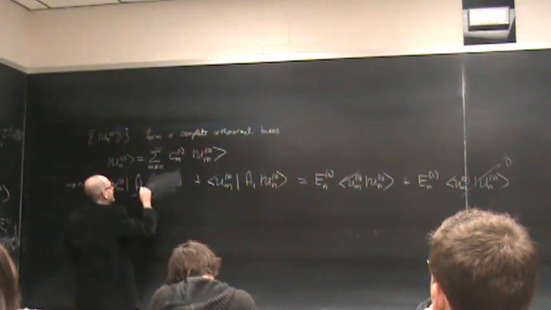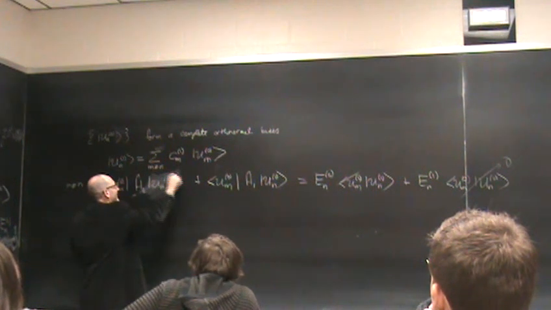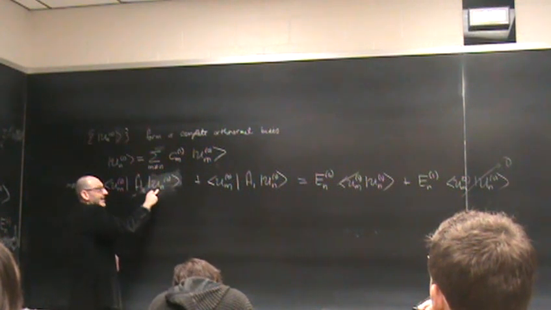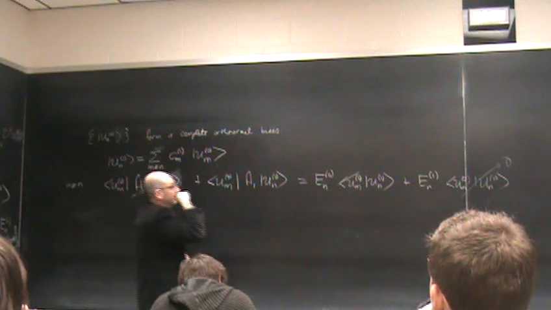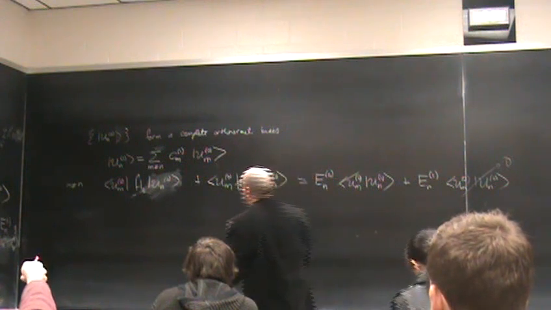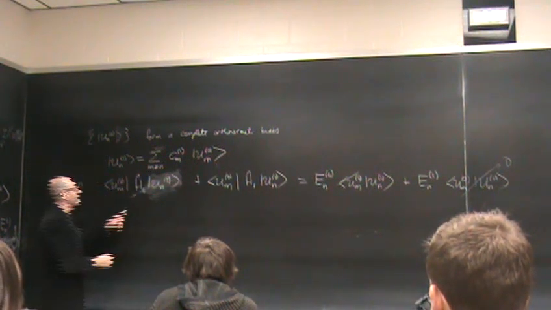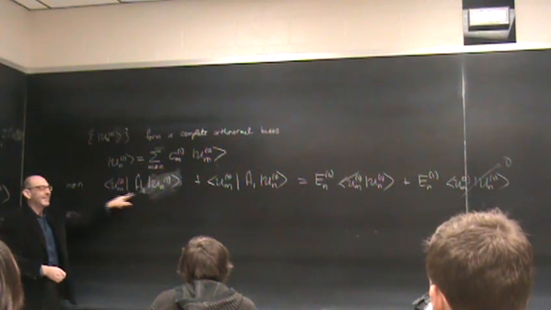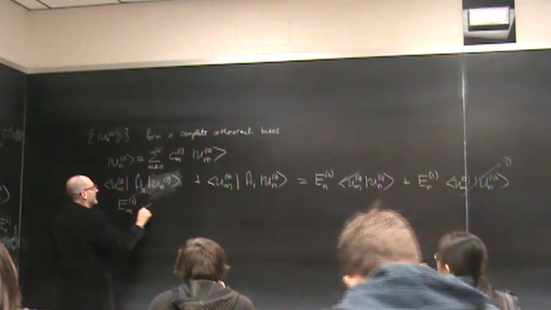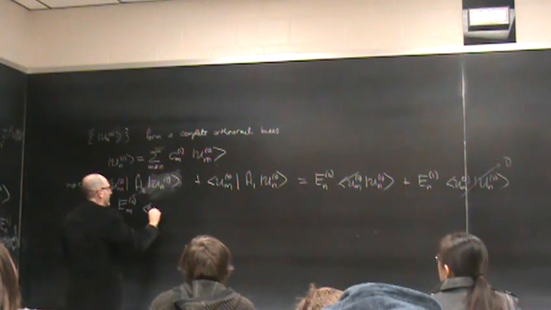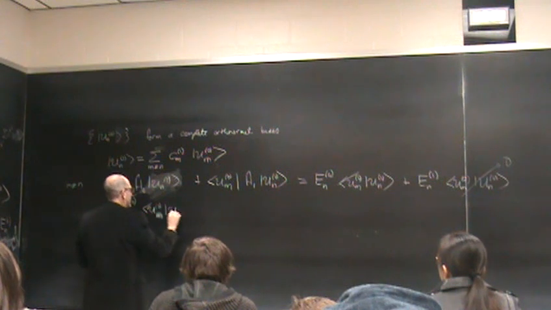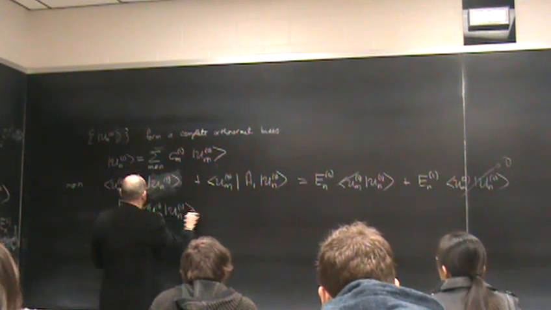So let me go back. H0 on this is UN, so that's EN. Shouldn't that be a 1? Yeah, no, it's UN1, the superscript. Okay, thank you. All right, let's do it again. This acts on this, that's EM. So now I have EM0. Right, so that's all good.